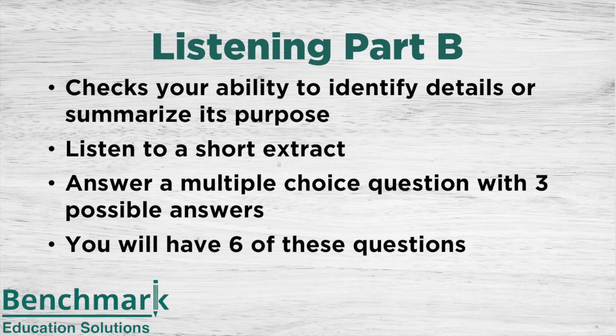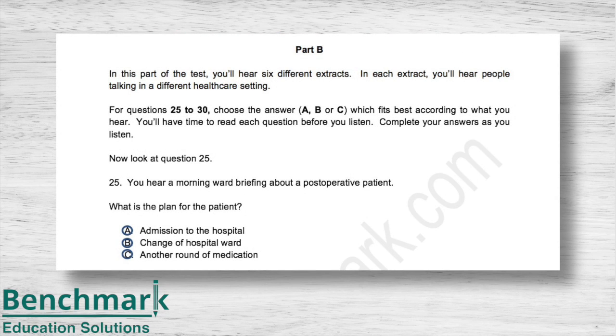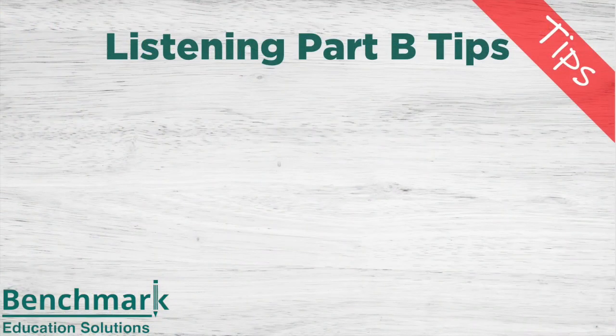You'll have 6 of these questions on test day, and they're worth 1 point each, for a total of 6 points. Here's a sample of the answer sheet for 1 question in Part B. You'll mark the circle with your number 2B pencil next to the answer you choose. That's really all there is to listening Part B, but here are a few tips to help you do well.